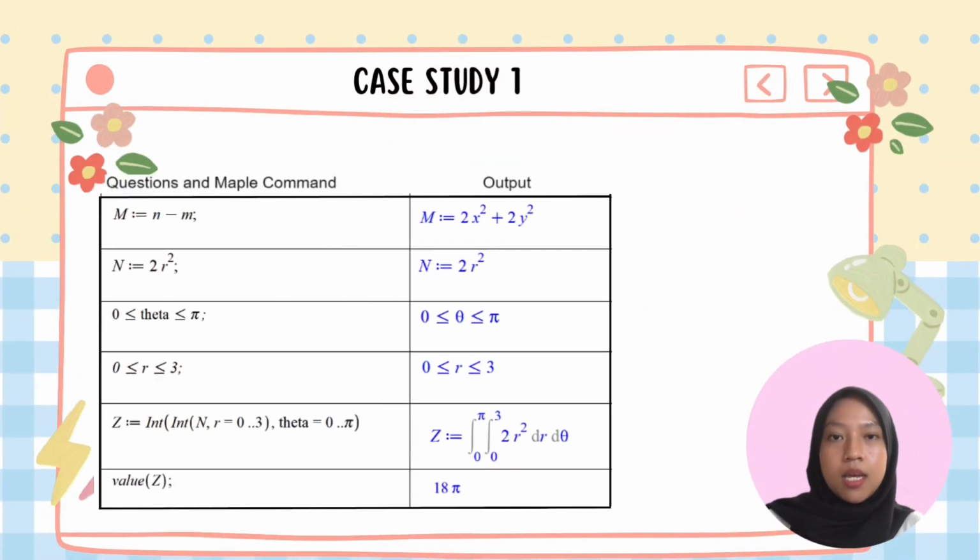Last but not least, after all the commands derived above, we can use Green's theorem. In Green's theorem, we use the double integral of Qx minus Py, so we define it as capital M equal to N minus M. Because the plot we get is a semicircle, we use a double integral in polar coordinates. It defines a function N equal to 2r squared to integrate over a region where r ranges from 0 to 3, which is the radius, and theta ranges from 0 to pi. So we integrate it and substitute the values, and we get the answer, which is 18 pi.